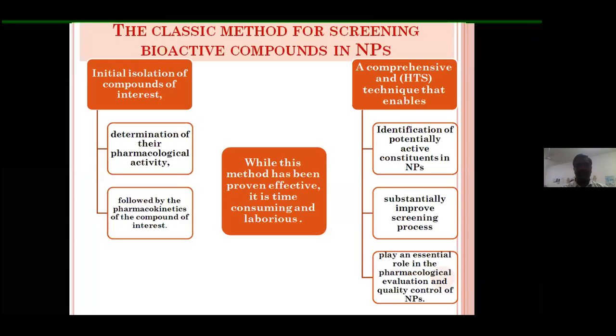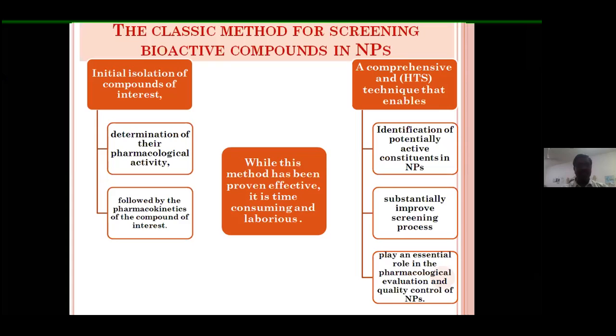The classical method for screening of bioactive components: what is the basic principle involved in the classical method, and what is the basic principle in the target-based or modern technology, which I am going to explain today? In the classical method, as I am a pharmacologist, I take a plant and extract it, and then determine some pharmacological activities. Once it shows some pharmacological activity, I go for pharmacokinetic studies and toxicological studies. Then I come to know about the safety of the particular compound.